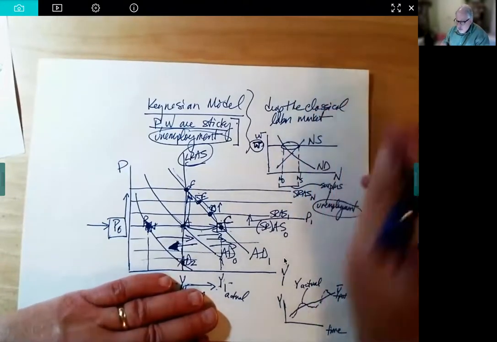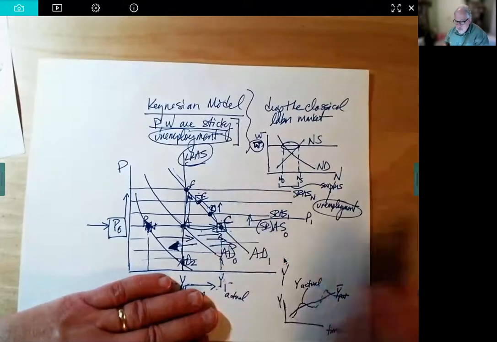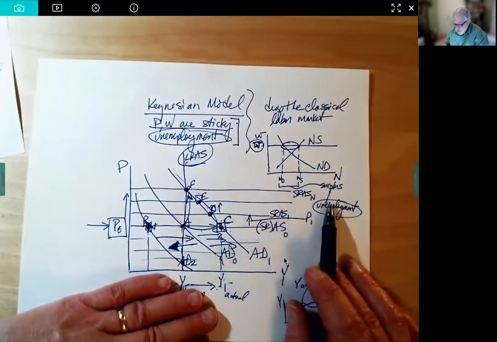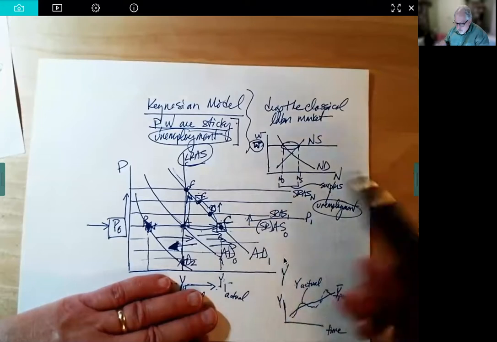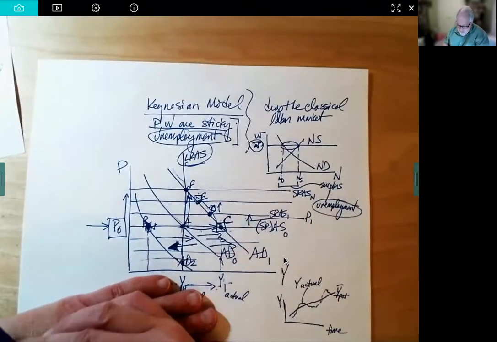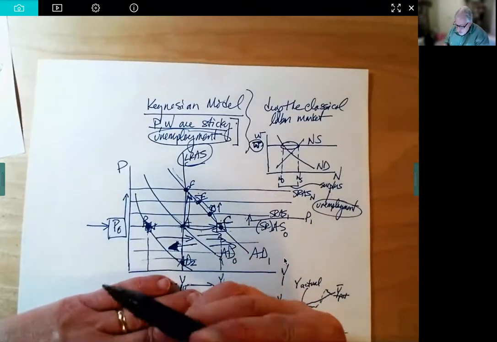If you want to dig in more in either the Keynesian model or the classical model, you can look into chapters 10 and 11, which we're not going to be covering here in the course this semester.